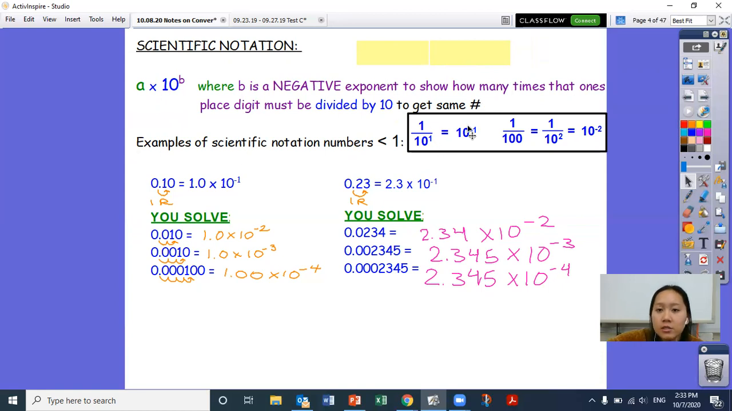So here's a visualization of what actually happens. So if you have a 10 to the power of negative 1, right, a negative exponent up here, it means that technically you're actually dividing by 10 to the power of 1, right?